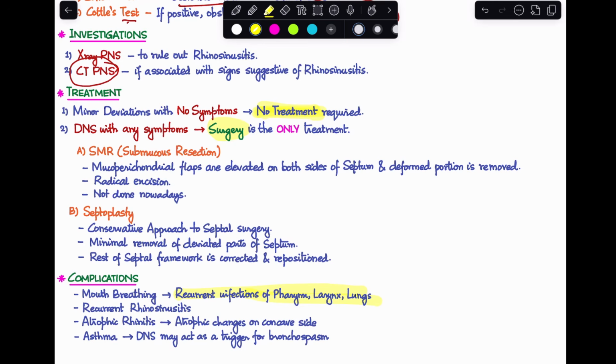Third, the patient can develop atrophic rhinitis on the wider concave side of the nose, because the concave side becomes much roomier and wider, and there is an increased flow of air currents passing through this side. Over a long period of time, it can lead to the development of atrophic changes. And lastly, it has also been seen that DNS can act as a trigger for bronchospasm in asthma. So this is all about DNS.